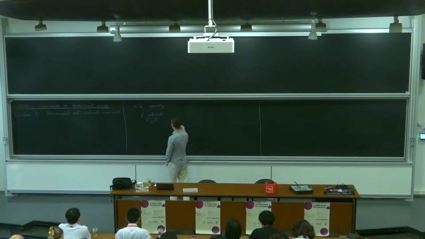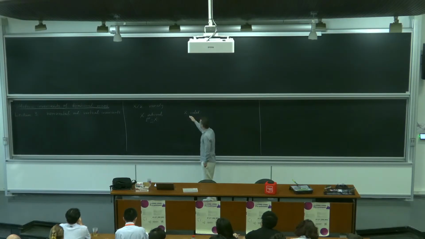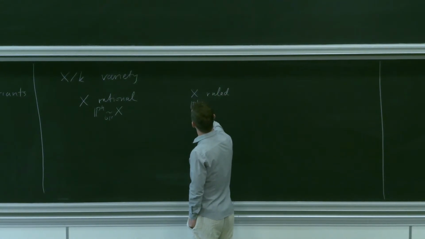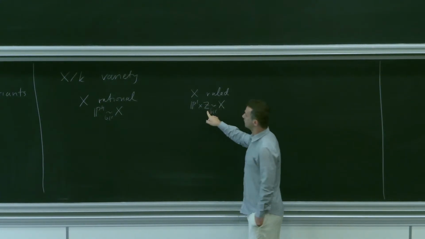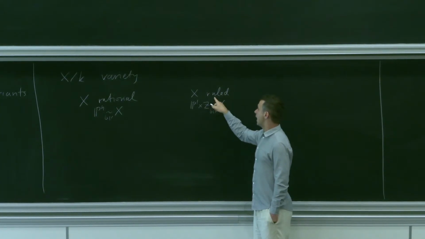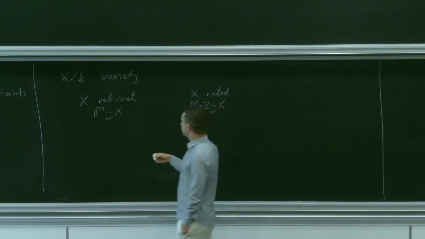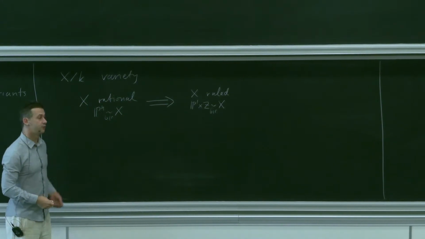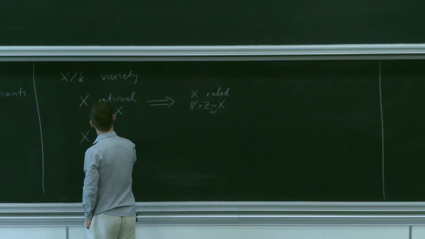Then you can compare it with: X is ruled. I guess you know ruled surfaces, and we can ask for the same thing, that your variety is birational to a product of P1 with some other variety Z. So there's a birational ruling. It's standard to say this for surfaces, and in higher dimension we can just use the same thing. Formally rational implies ruled, and of course the converse doesn't hold. Take an elliptic curve here.